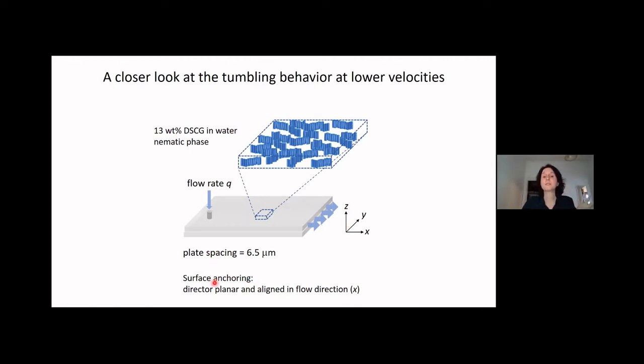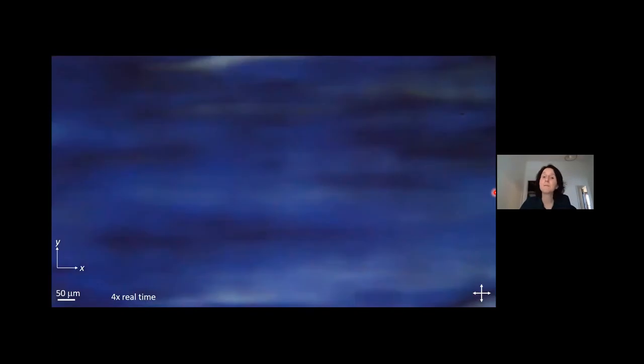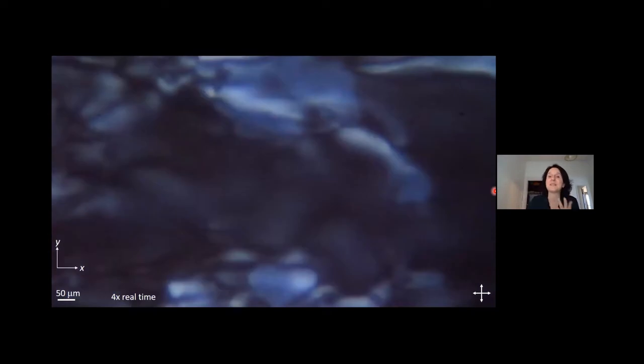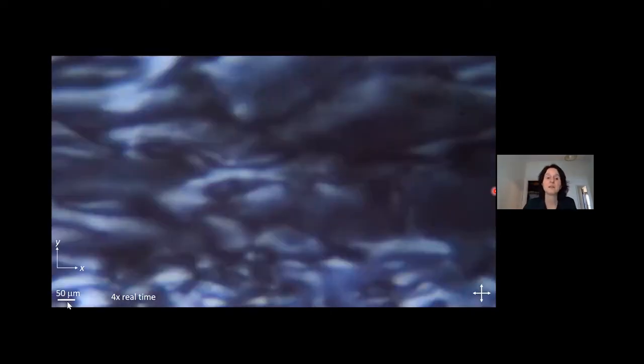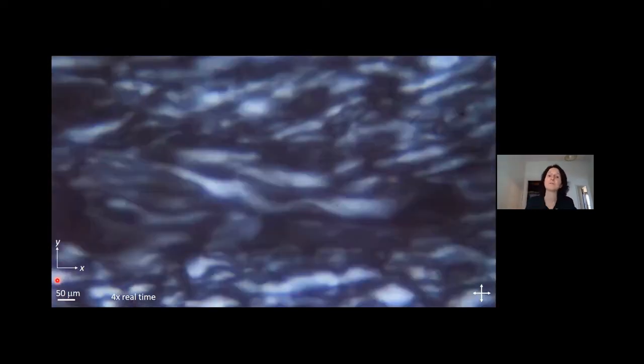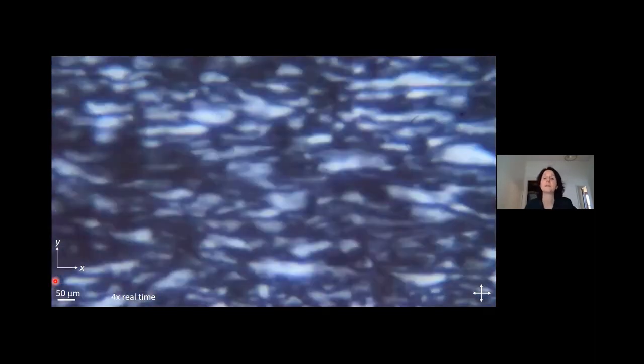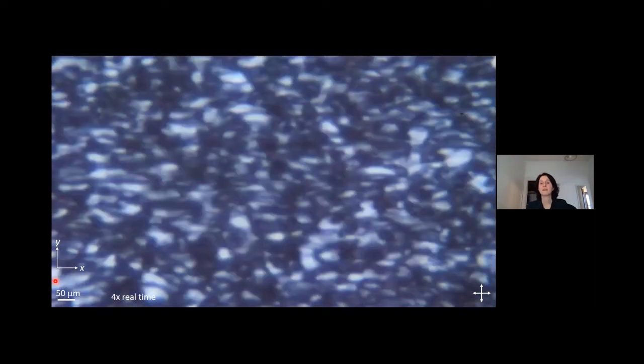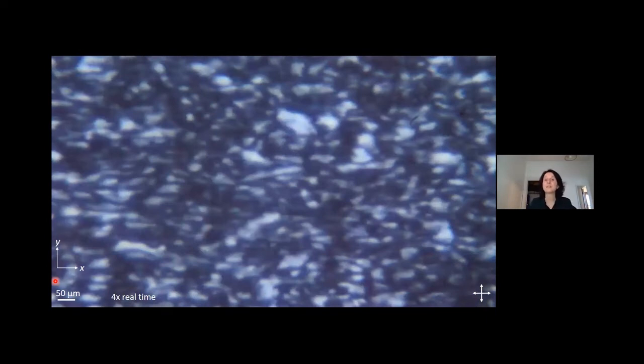So for these specific surface anchoring conditions at rest, when the material is imaged on the cross polarizers, it appears black. However, as we now start the flow, we see that structures appear. And please note that we are now much more zoomed in than in the previous set of experiments. And eventually these structures reach a steady state size.